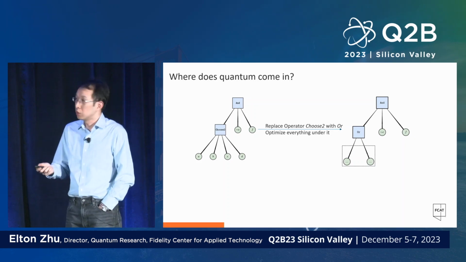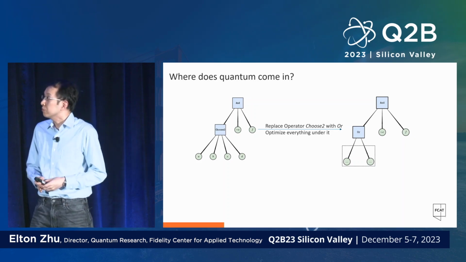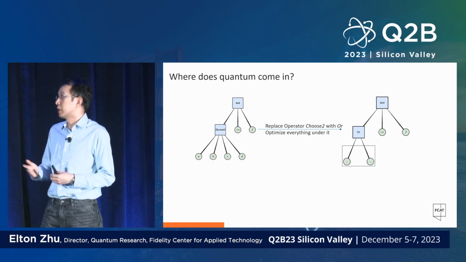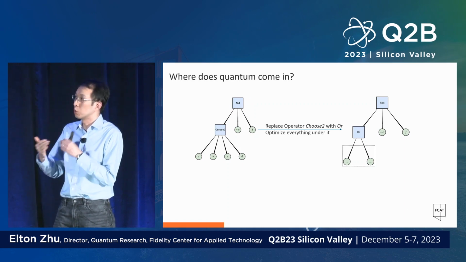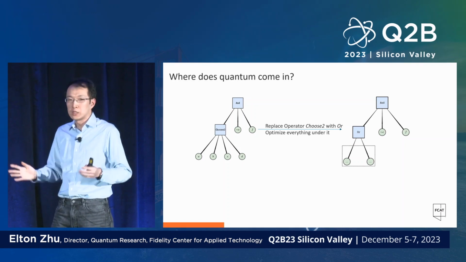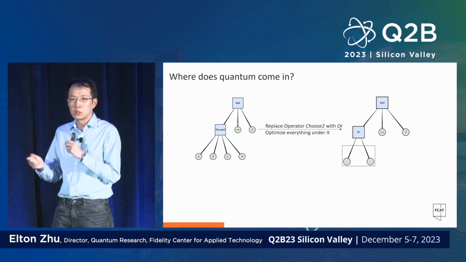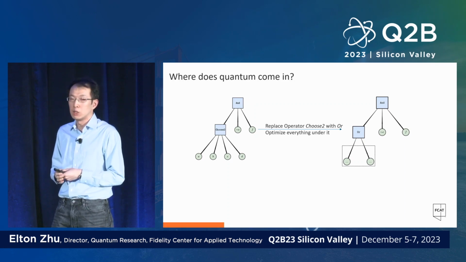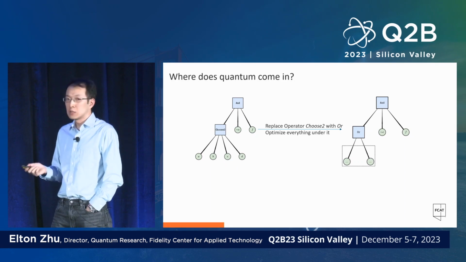Suppose the operation that I want to do is to replace this operator of choose 2 with an OR, and optimize everything under it. Of course, you can still play the Lego game and add different pieces on top of that. But there's another way that you can do it, which is to use a quantum computer or a quantum-inspired device.